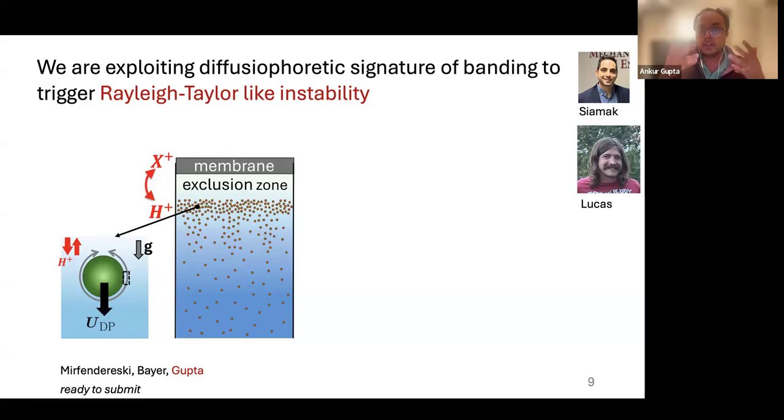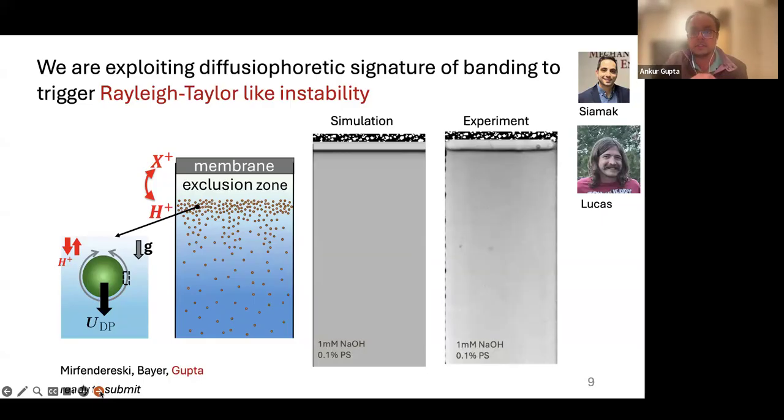Now the polystyrene particles are charged, so they will again move via diffusiophoresis. We have done controlled experiments. You will not see any major movement if it was just pure sedimentation. So this is actually diffusiophoresis and we can control it. Now again they will move and create a band, and because polystyrene is denser than water, that band will have higher density than water and can trigger an instability. So this is what you'll see.